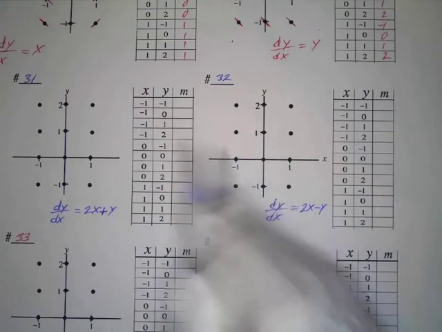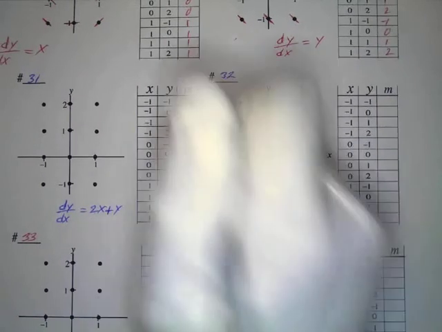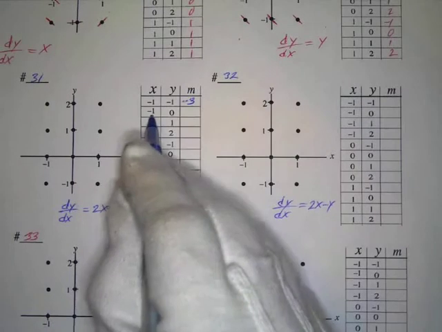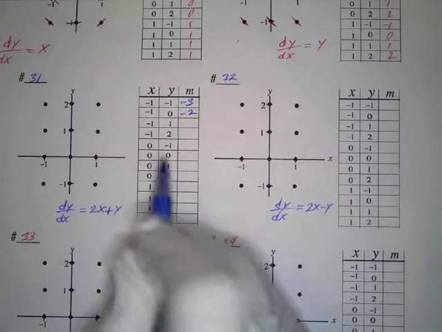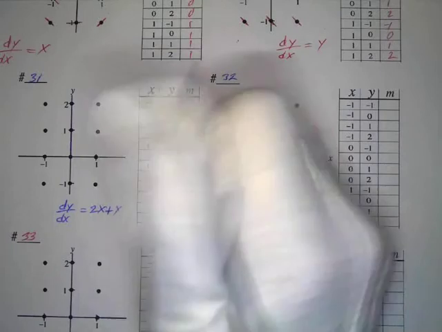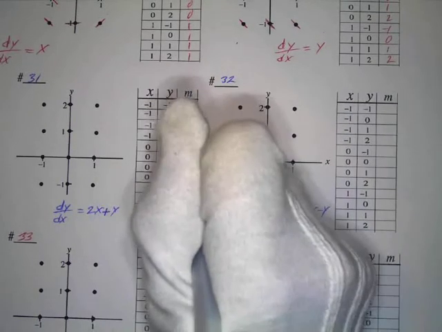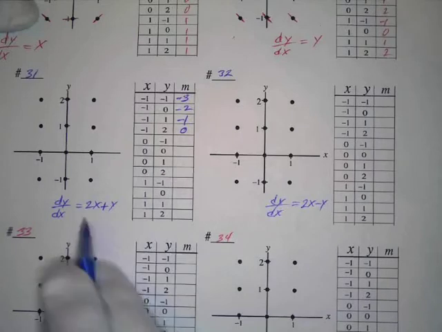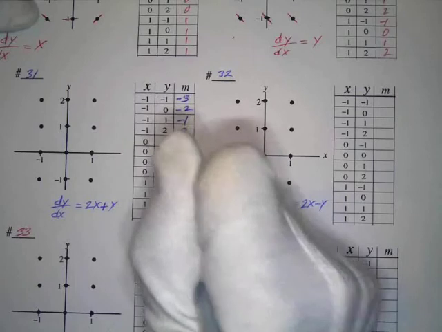So when x is negative 1, negative 2 plus negative 1 is negative 3. And then negative 2 plus 0 is negative 2. And negative 2 plus 1 is negative 1. And then negative 2 plus 2 is 0. So there's a little pattern that helps you kind of double check your work. And then when x is 0, 2x is just going to be 0, so it's going to just be what y is, so it's going to be negative 1, 0, 1, and 2.